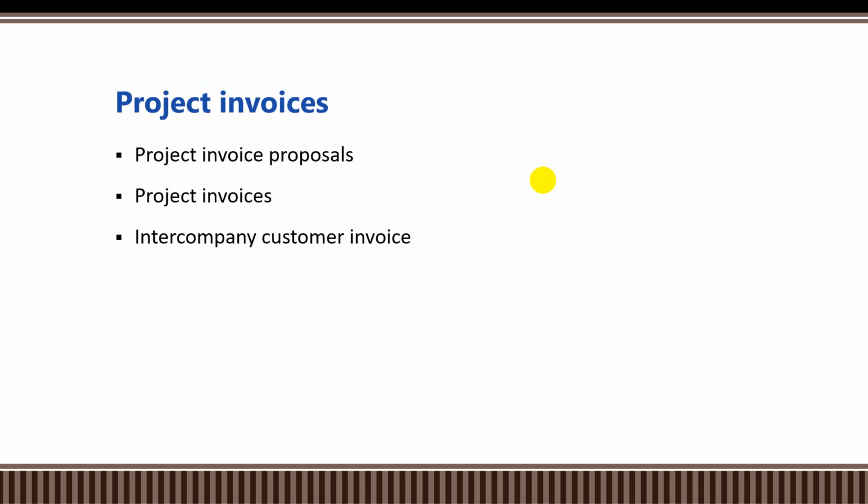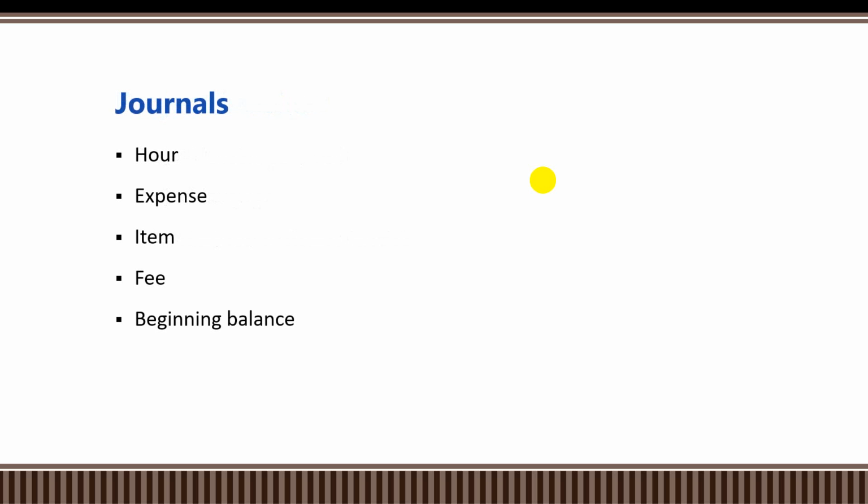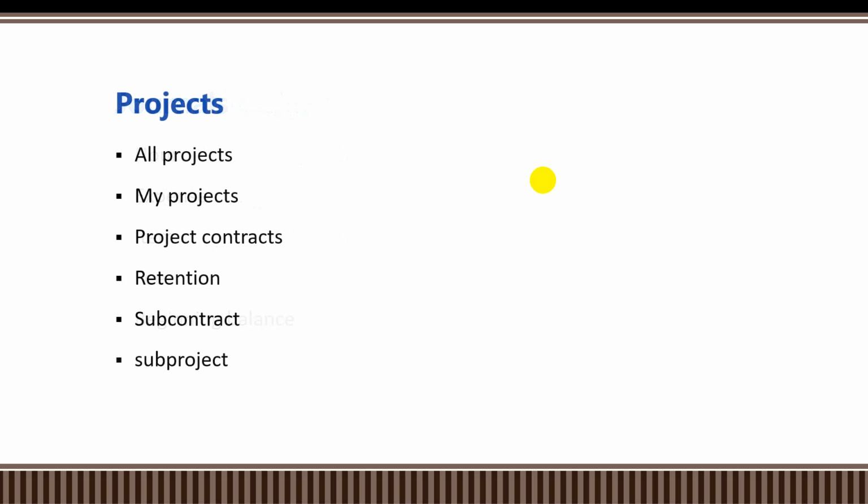Then we will talk about the details of the project invoices. Let us say first project invoice proposal, second project invoices, third intercompany customer invoice. Also we will talk in this session about journals: hour journals, expense journals, item journals, fee journals, and beginning balance. We will talk also about all projects, my projects, project contracts and retention, subcontracts and sub project.